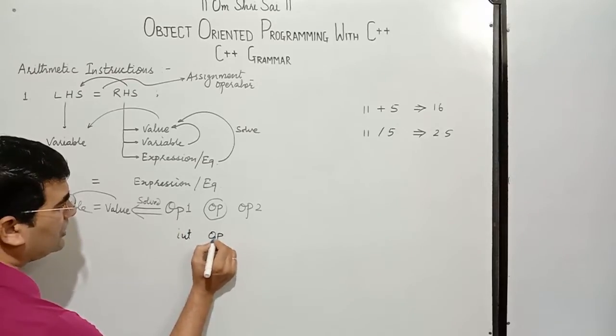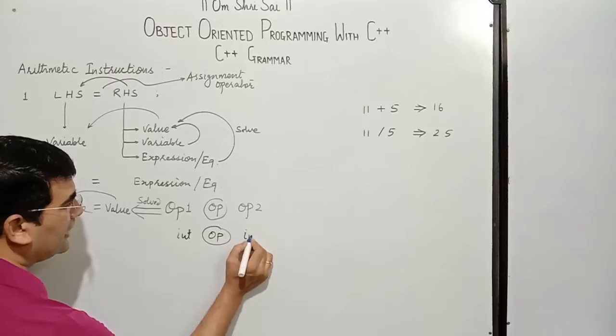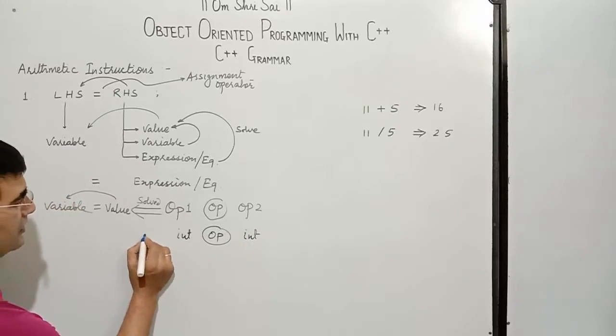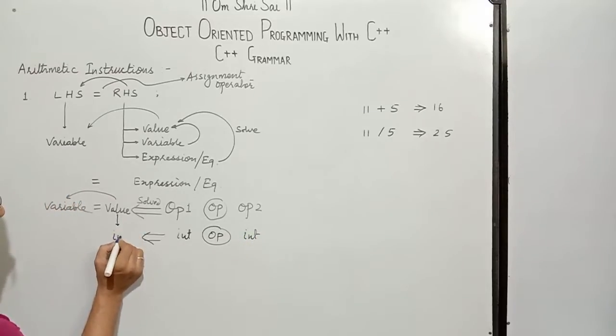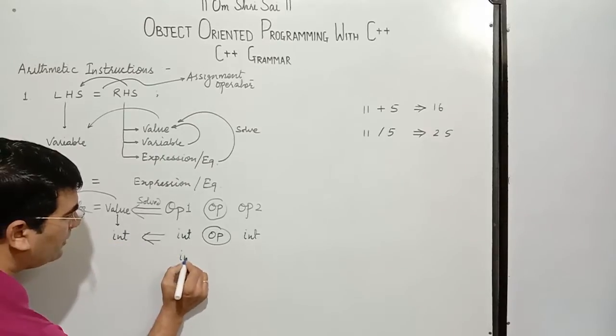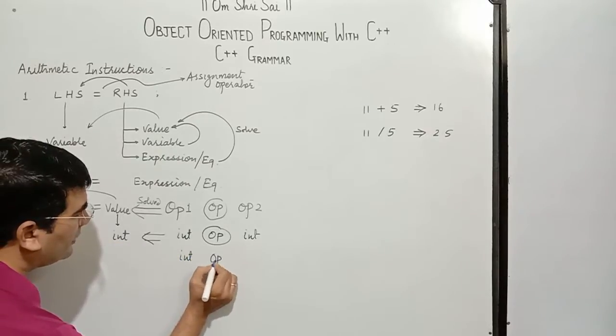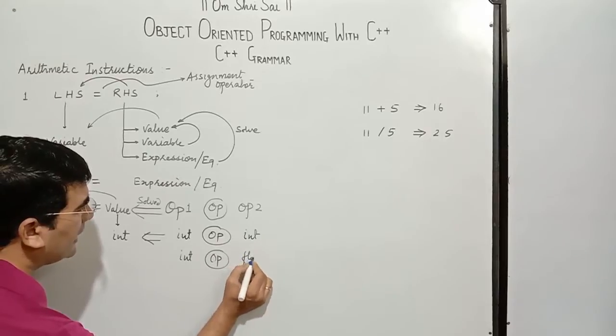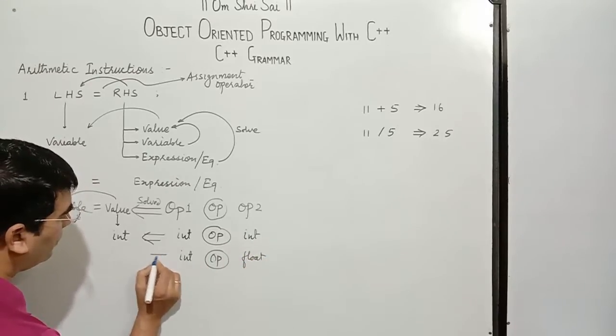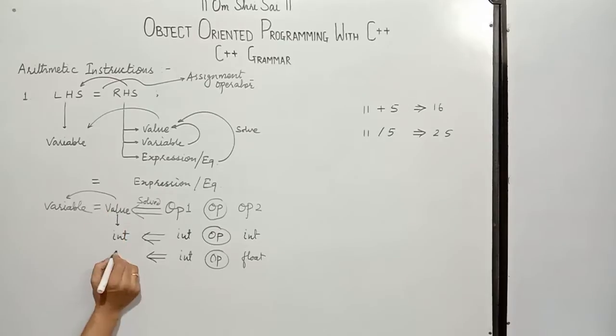So if we write that the operand 1 is of the type int, no matter which operator is used and the second operand is of the type int, we will get a value of integer type. If the first operand is integer, no matter which operator is used and the second operand is of the type float, we will get the value of the type float.